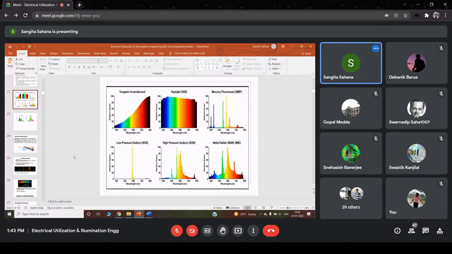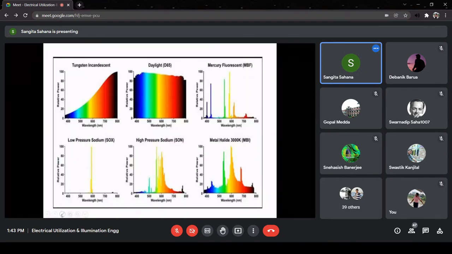Right? Yes, so lambda less means the curve will be shifted towards the lower wavelength region, towards bluish color. If the CCT is high, this will be shifted towards the lower wavelength region. If the CCT is less, T is less, lambda will be higher. That means the curve will be shifted towards the higher wavelength region.